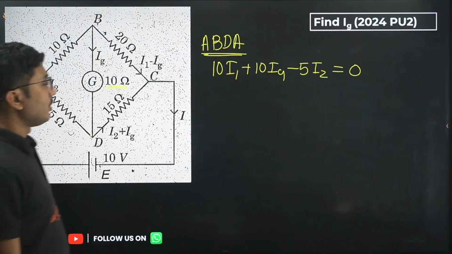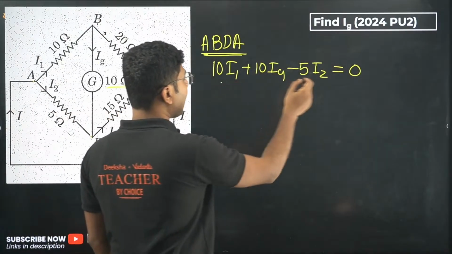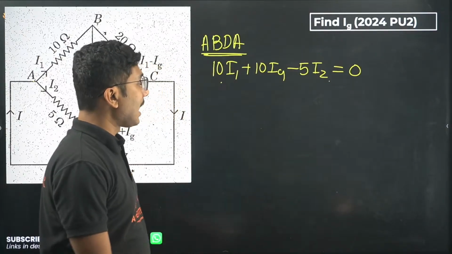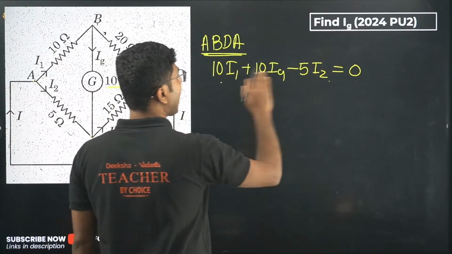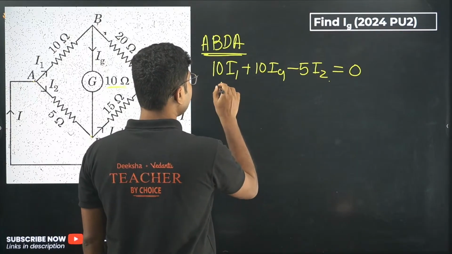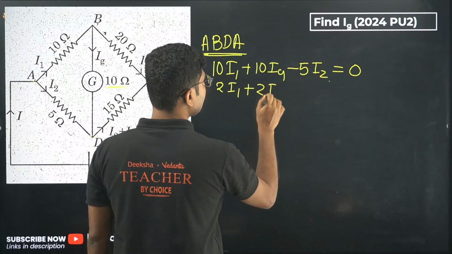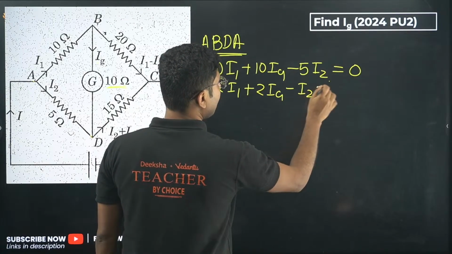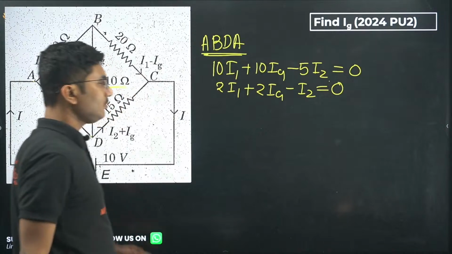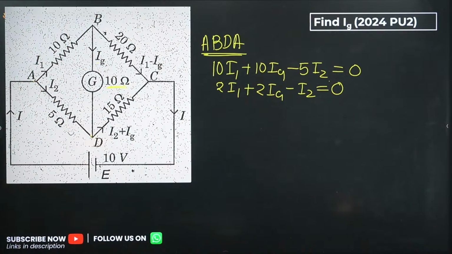Now here we have I1, I2 and Ig, three variables, and also we can see that 5 is common amongst them. So we will take 5 common. We will write 2I1 plus 2Ig minus I2 equals 0. There is no cell involved here, that's why we have put it equal to 0.